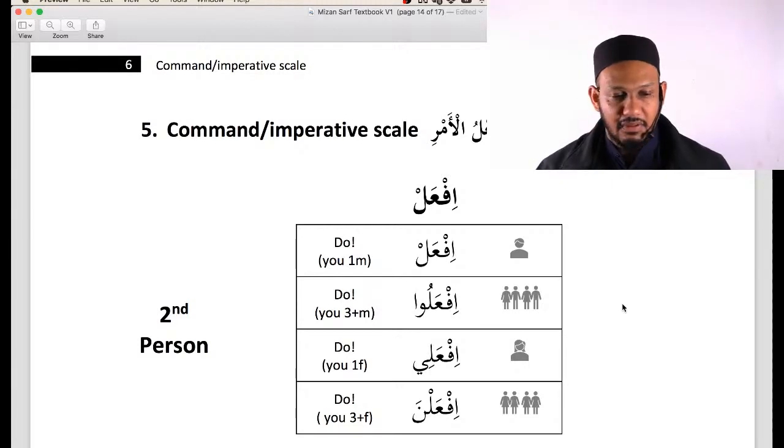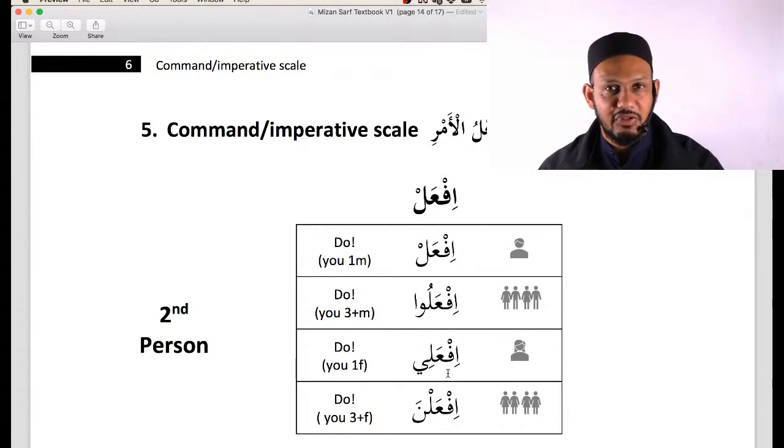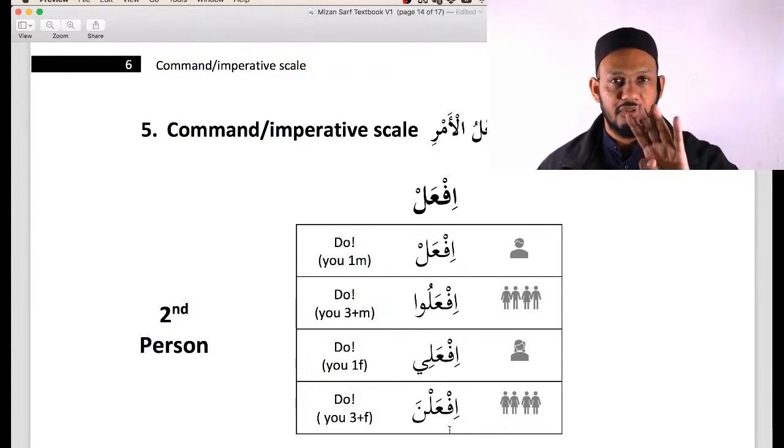Anyway, then one female is if'ali. If'ali means you, one female, do. And many females is if'alna, which means you, many females, do. So let's say those four things together.